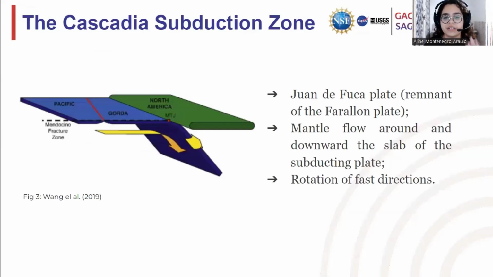And the region we are studying is the Cascadia subduction zone in the western US. In this region, we have the Juan de Fuca plate, a remnant of the Farallon plate, being subducted by the North America one. And during this process, we have not only mantle flow going downward along the slab, but also around it. This is expected to cause a rotation of fast axis directions, and we're going to see better how it affects the results that we got.